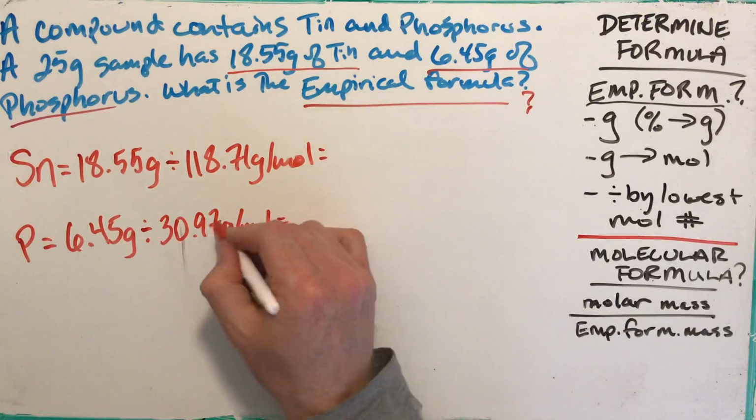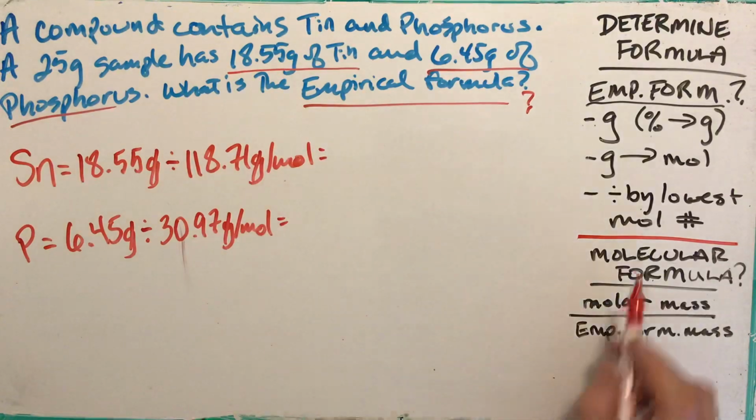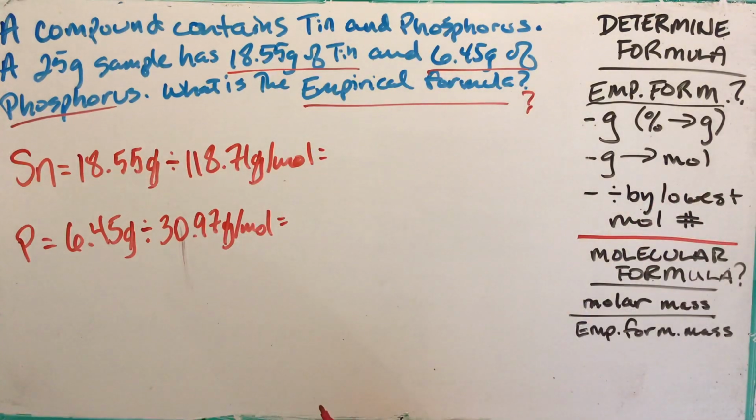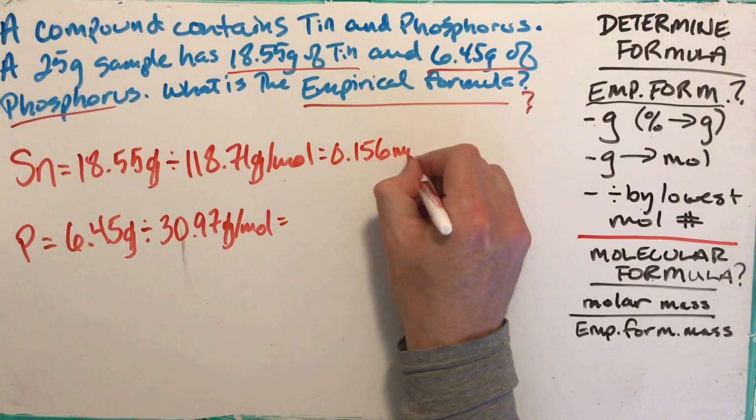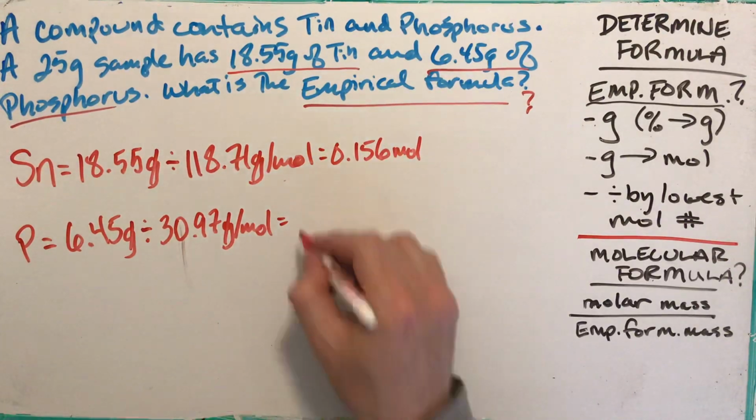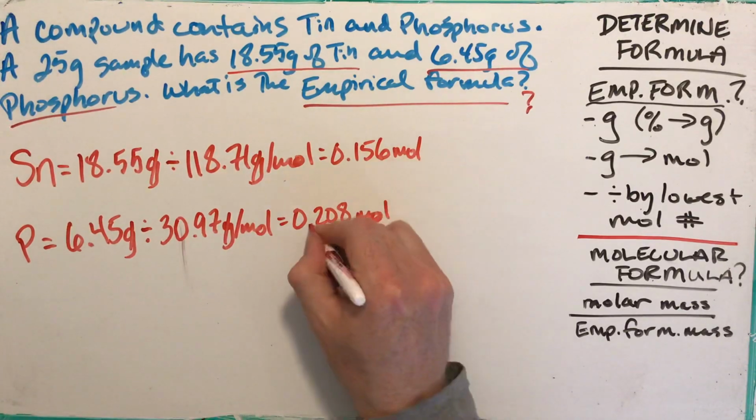And that will equal grams divided by grams is no grams. I'll have my molar values. That's what I got to find is moles. So this one ends up being 0.156 moles. And this one is 0.208 moles.